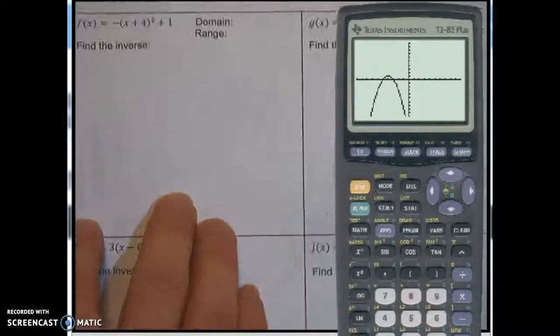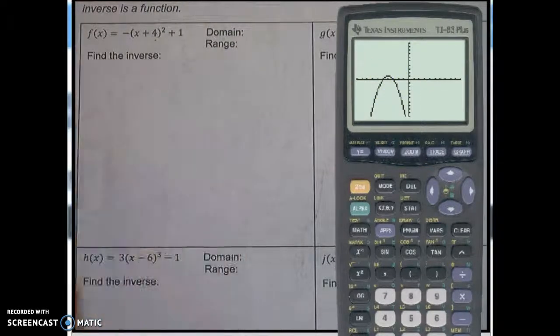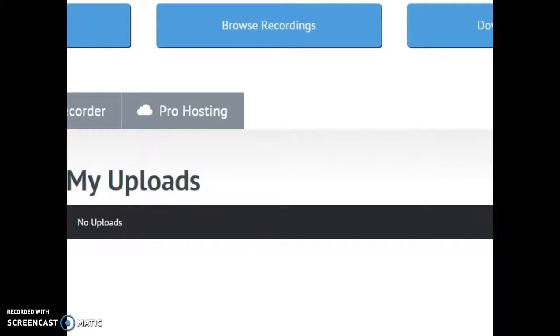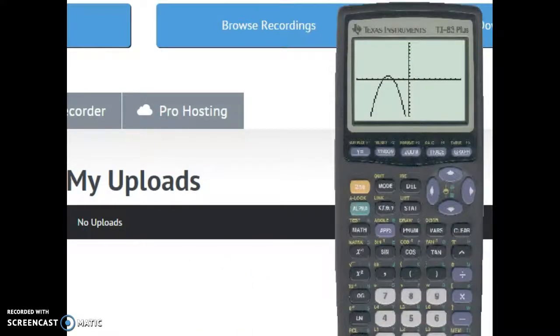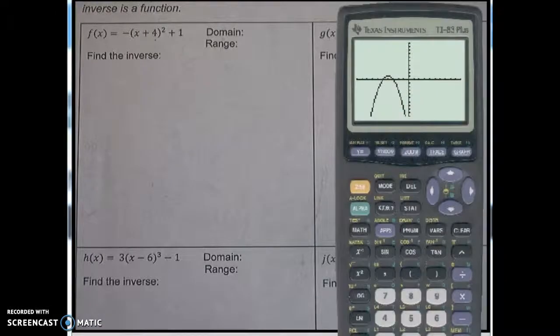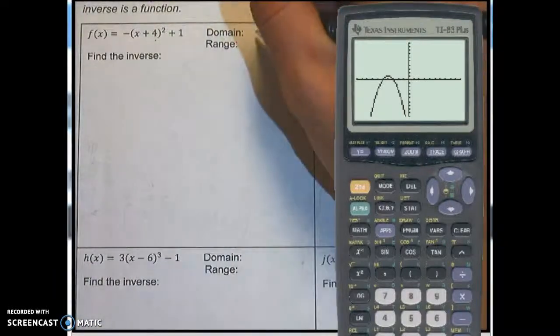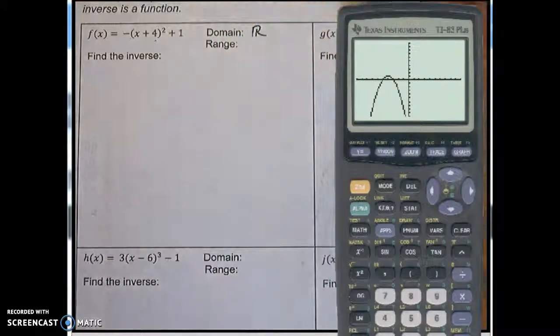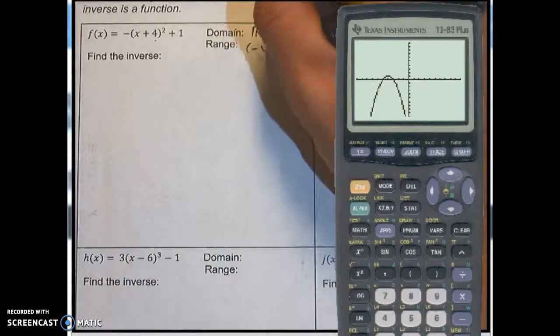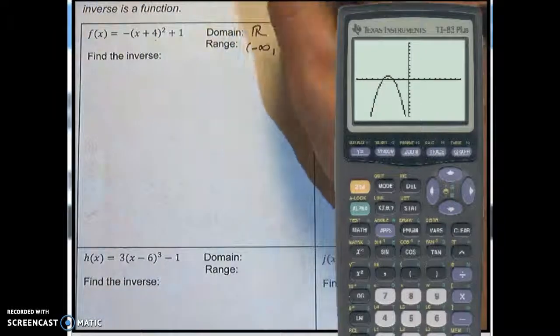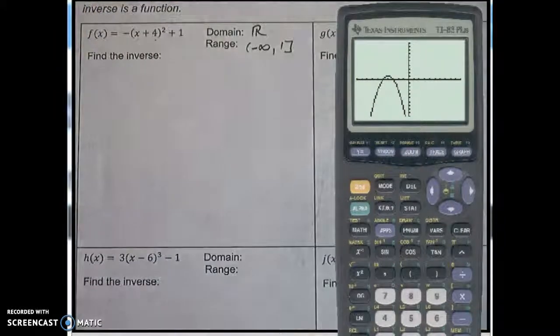So when I'm writing the domain, it's going to go left forever and right forever, so the domain of this thing is all real numbers. But the range is how low to how high, and it goes down to negative infinity, doesn't touch it, and it goes up to positive 1, and does touch it. That's what this plus 1 right here says, that it goes up plus 1. Now, remember that the coordinate of the vertex is negative 4, 1, because that's going to be important in just a moment here.